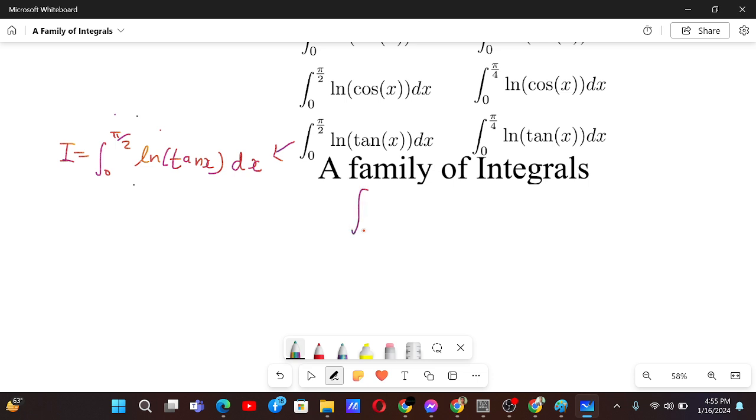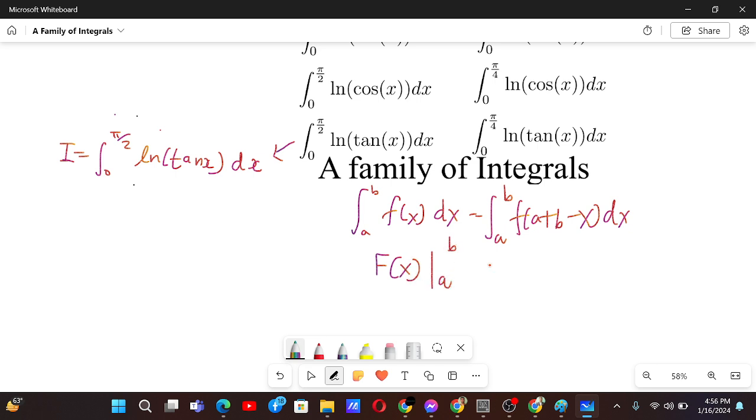King's rule basically says that if we have the integral from a to b of f of x dx, this is equal to the integral from a to b of f of a plus b minus x dx. Now why does this hold? If we take the antiderivative, we have capital F of x going from a to b. Over here, we have capital F of a plus b minus x, divided by minus 1, going from a to b.